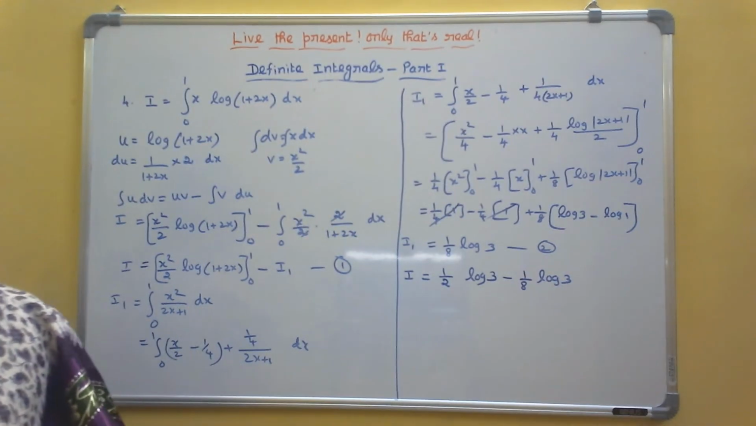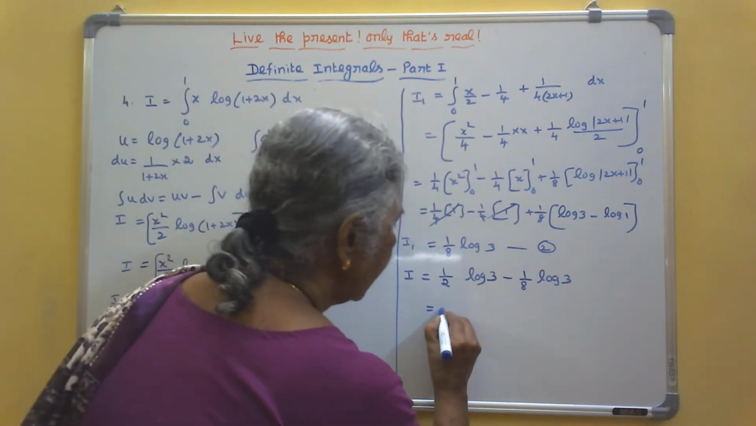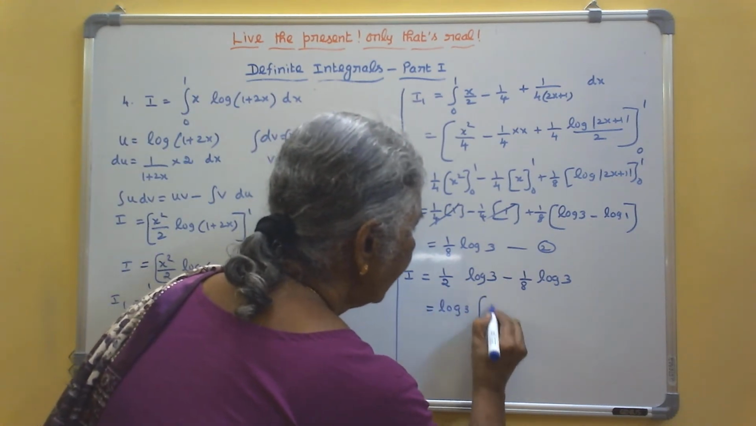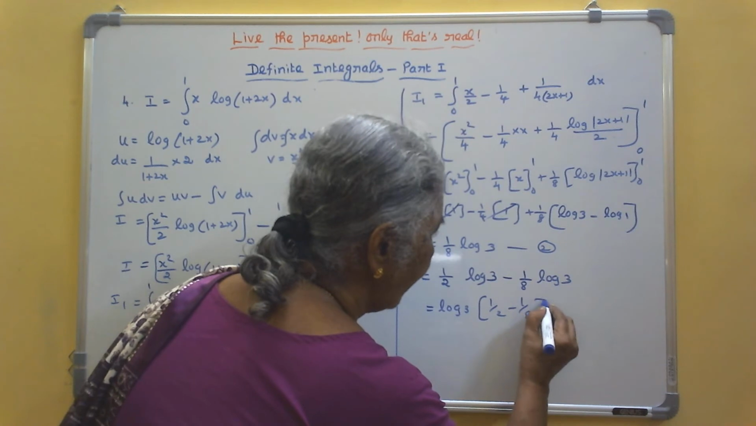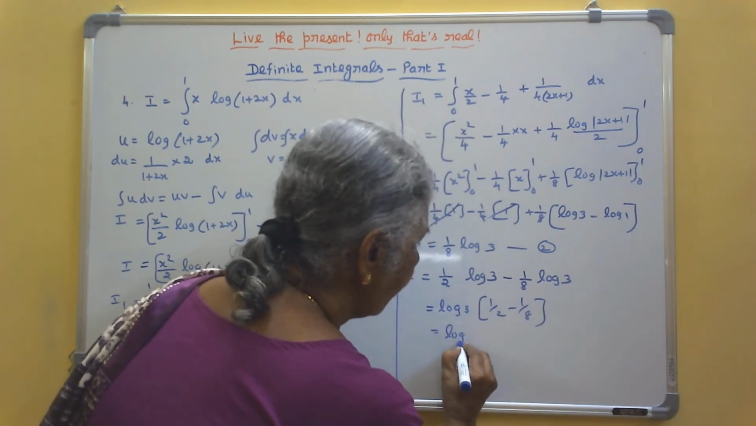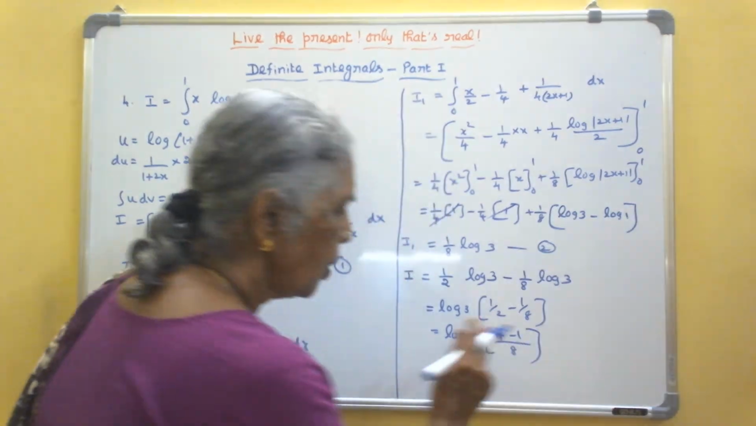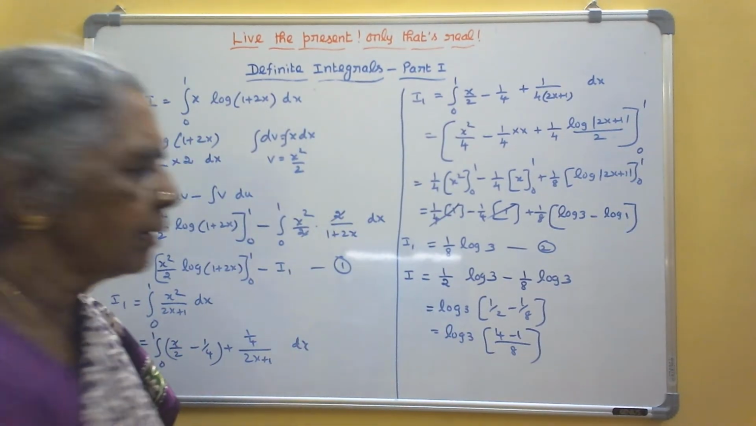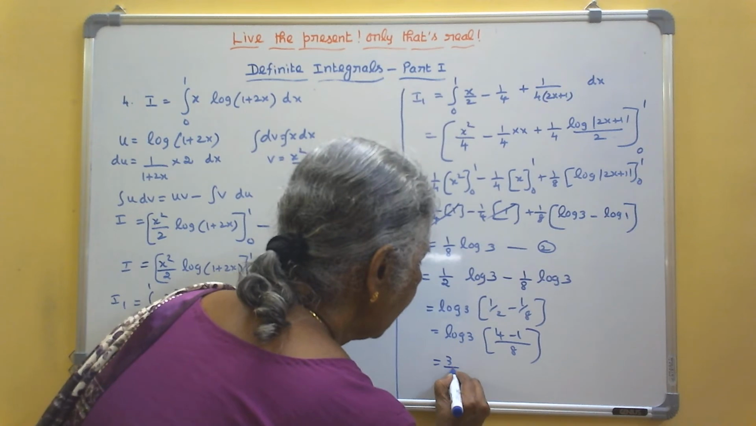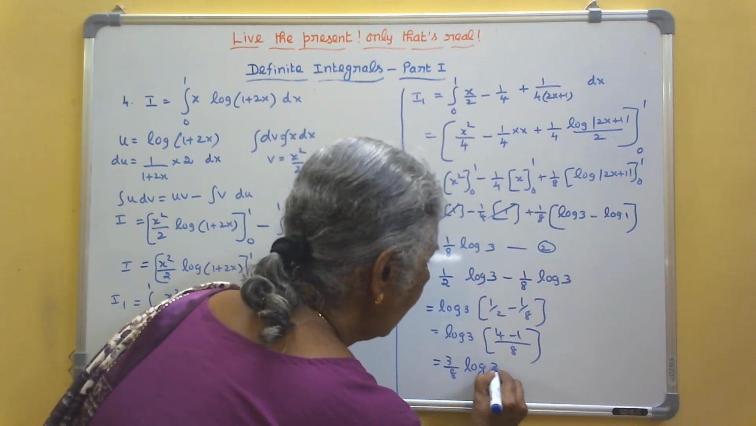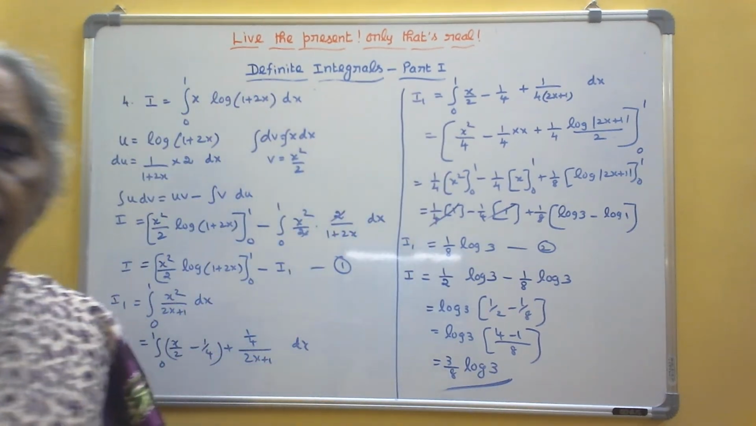Now log 3 is common. So let us take log 3. You will be getting 1 by 2 minus 1 by 8. 8 is the LCM. Okay. If you take 8, you will be getting 4 minus 1. So you will be getting 3 by 8. So 3 by 8 log 3. Is it clear?